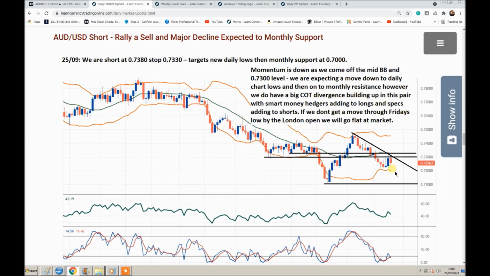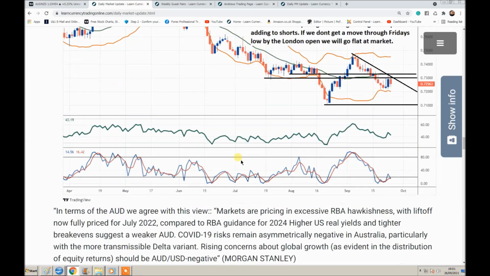So the Aussie is going to be the strongest of the commodity currencies in my view. That's why I'm very bullish, obviously, of AUD NZD. Well, not obviously, but that's why I'm bullish of AUD NZD. So just as a quick note there.